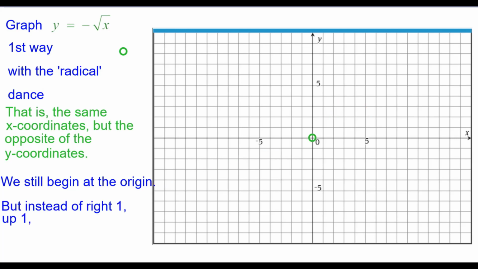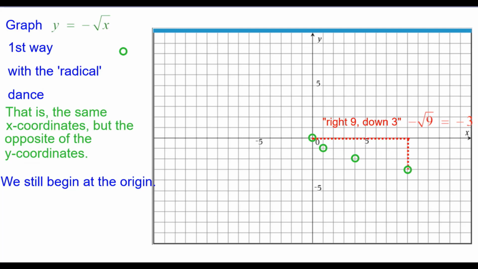But instead of going right 1 and up 1 like we normally do on the square root function, it's going to be right 1 and down 1. And that's because the opposite of the square root of 1 is negative 1. Right 4 down 2, the opposite of the square root of 4 is negative 2. And right 9 down 3, the opposite of the square root of 9 is negative 3.